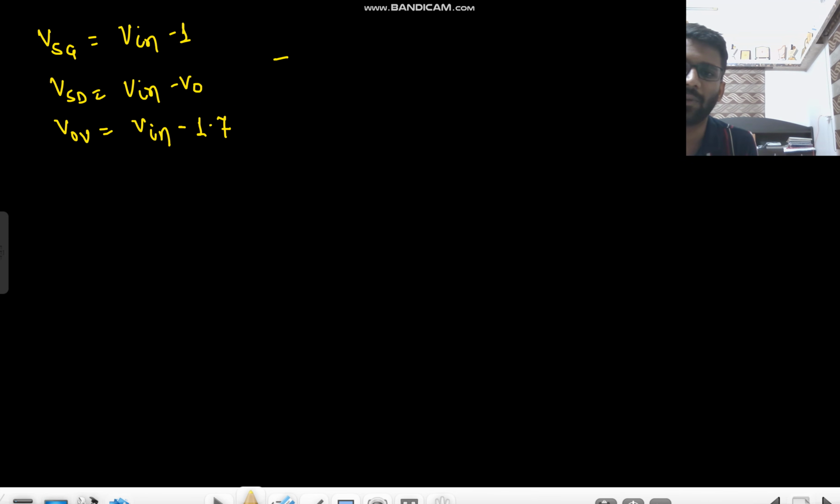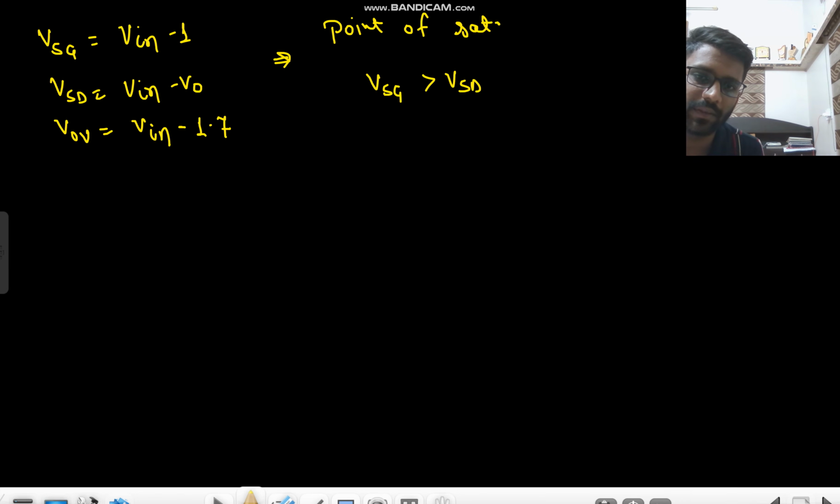Now we need to find the point of saturation. So VSG should be greater than or equal to VSD minus VT. What is VSG? V in minus 1. We will see that later on. First, what we will see.